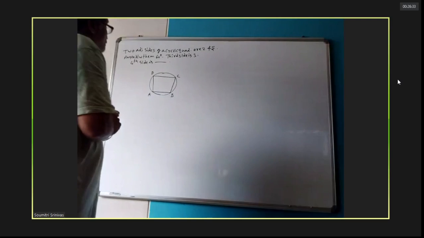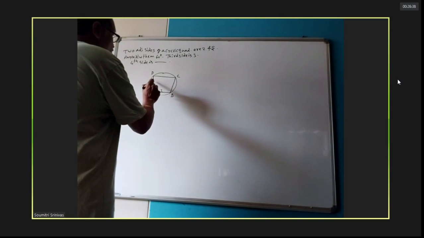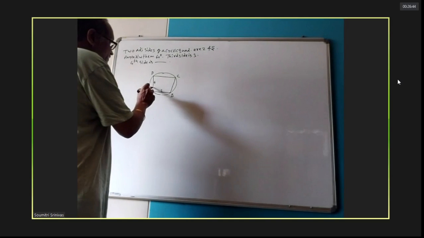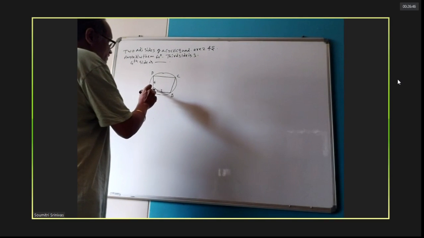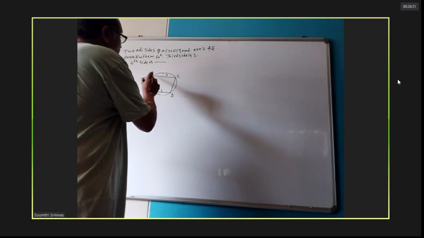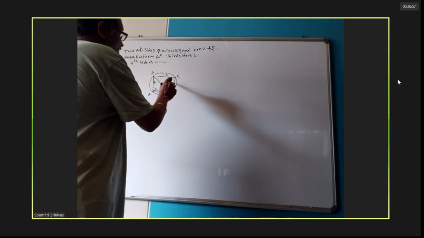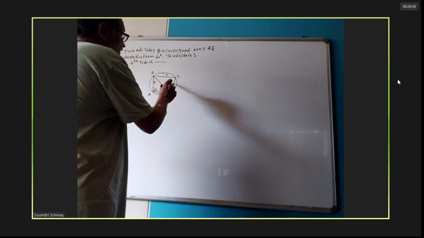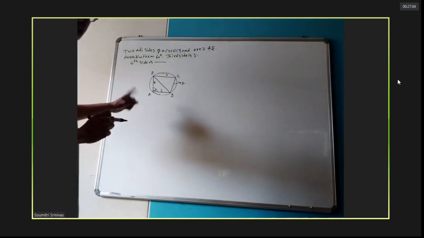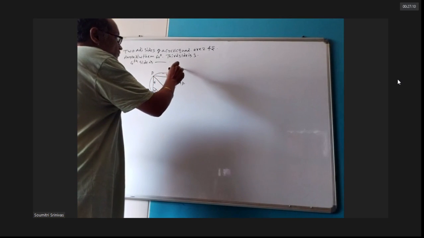Read there. Two adjacent sides of a cyclic quadrilateral are 2 and 5. This is 2, this is 5. The angle between them is 60. The third side is 3. Fourth side is dash. Join these two. We'll call this P. If this angle is 60, what is this angle, man? 120.